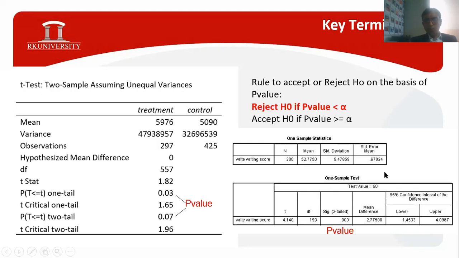Similarly, this is an output of SPSS. Here you can see the significance for a two-tailed test. The value is 0.000, which is less than the level of significance 0.05, so we decide to reject the null hypothesis. So this is how you can interpret the output generated by statistical software and decide whether to accept or reject the hypothesis.